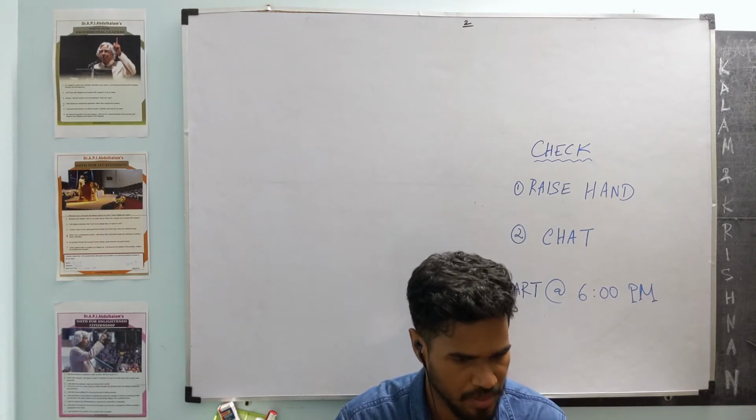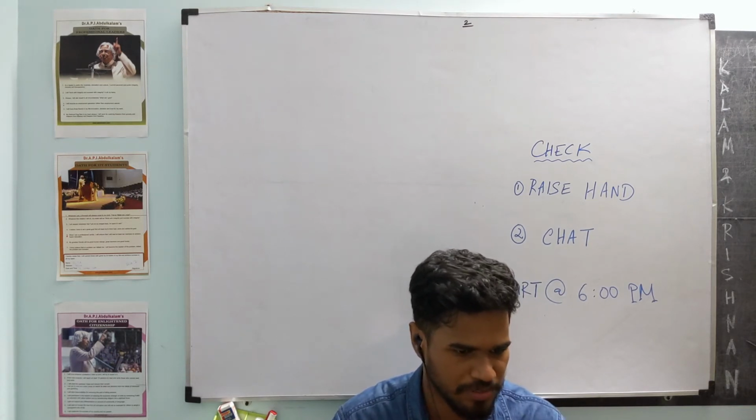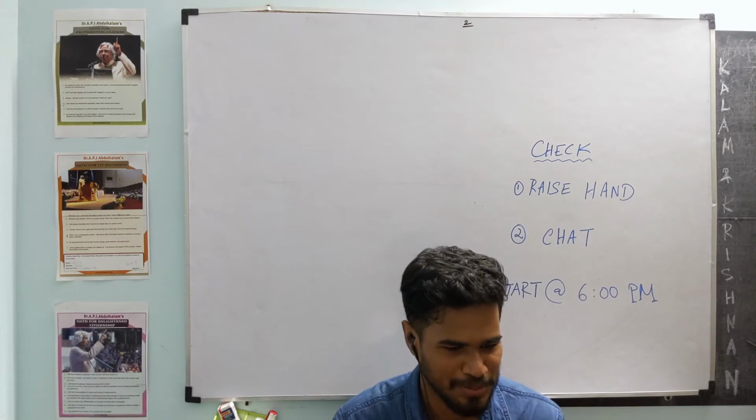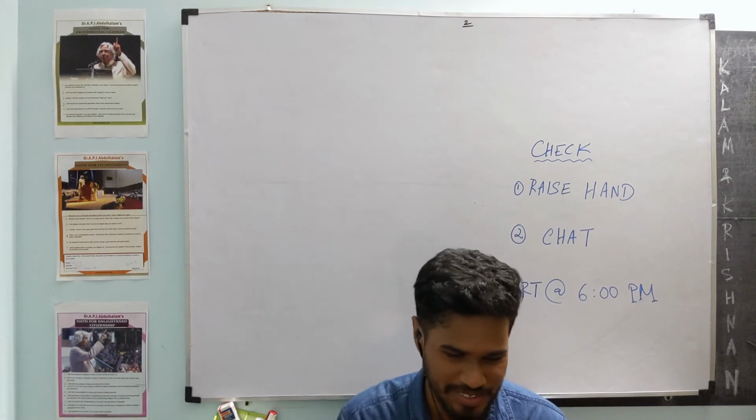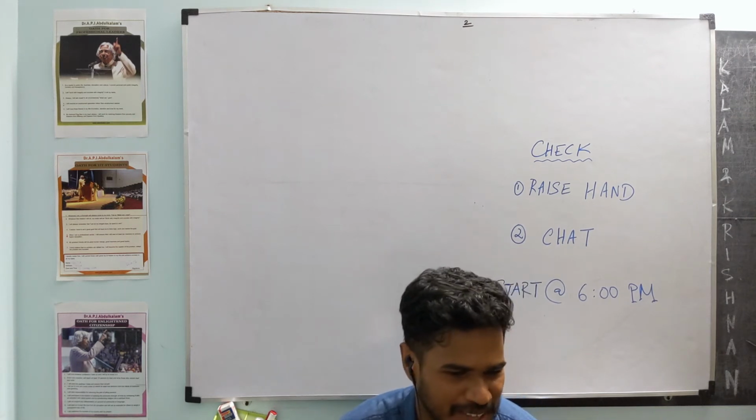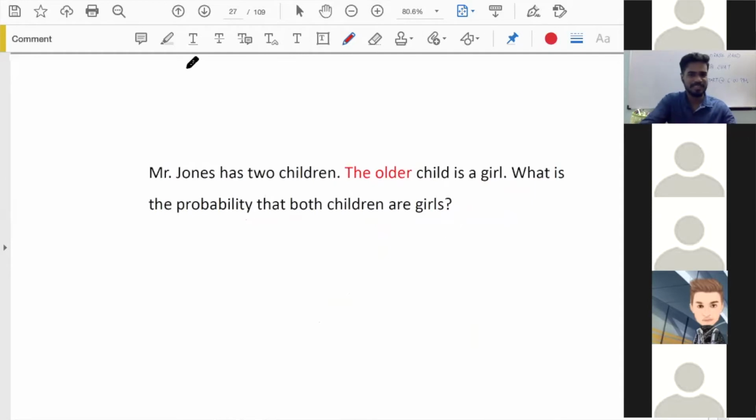Okay. So good question. We have a nice comment. Okay, thank you. So I'm going to give a slightly better question. I want to know if you all learned it. So I'm going to take this question and rephrase it. Mr. Jones has two children. The older child is a girl, and what is the probability that both children are girls?